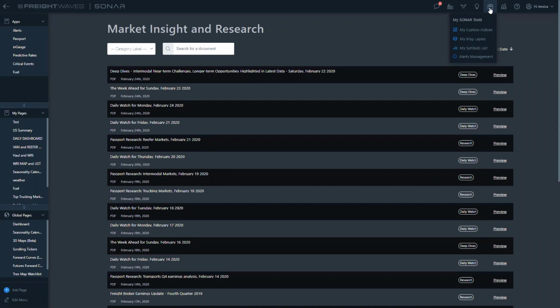Alerts management, which is also available in the apps function, has a way that you can add an alert for a specific data set. So if you wanted to identify if volumes are up 5% week over week in a specific market, you can set those parameters for each data set, and it will send you an email every morning at 9:30 Eastern time if those parameters are hit. It's a great way to have information pushed to you without having to go in the SONAR platform all the time.